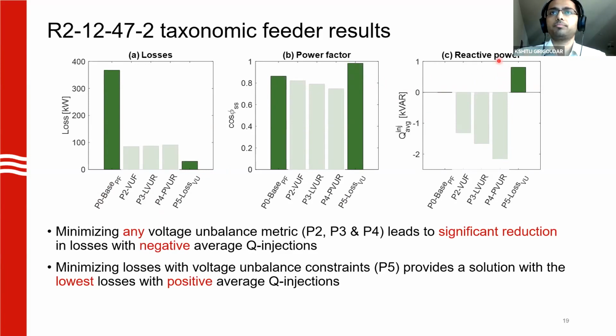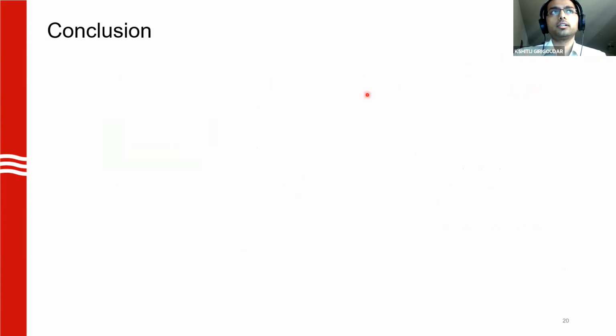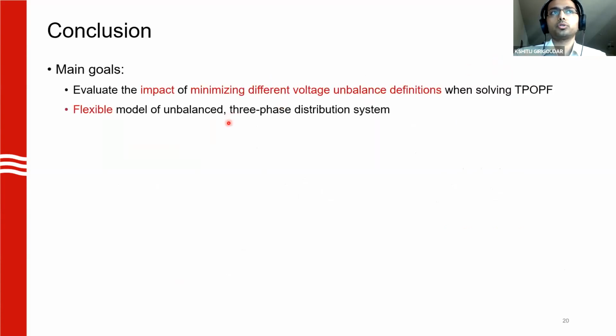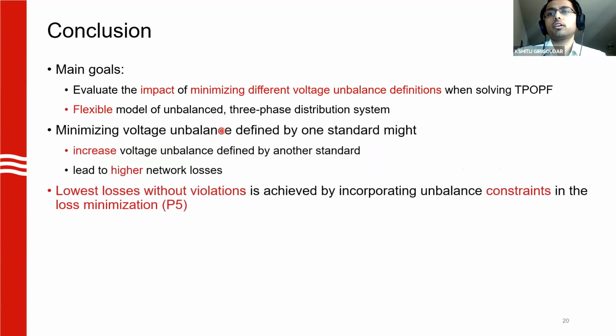So to conclude, the main goal of this work was to look at the impact of how using one definition of voltage unbalance can have an effect on other definitions or other power quality metrics. In order to do this, we set up a flexible model of the distribution grid in a phase by phase frame. So we saw from the results of the two test feeders that they're actually quite different, but some of the main takeaways is that if we minimize one voltage unbalance, it might lead to increase in unbalance based on another standard. And in some cases, it might also increase the losses.